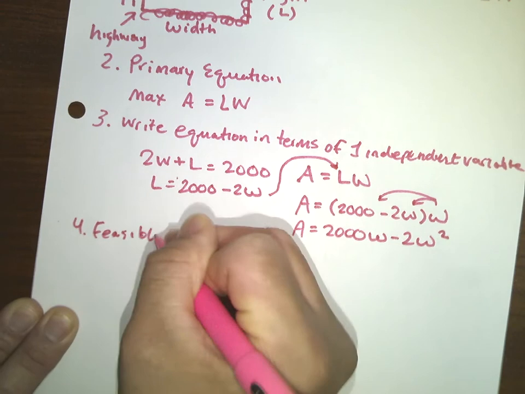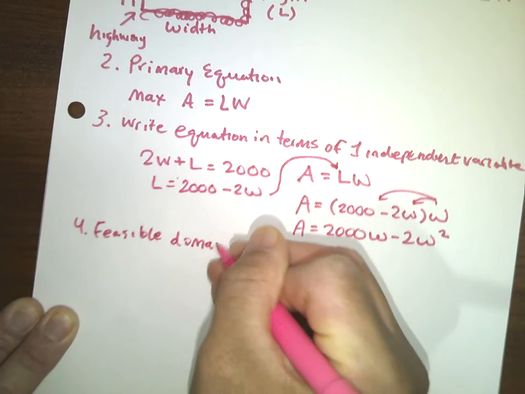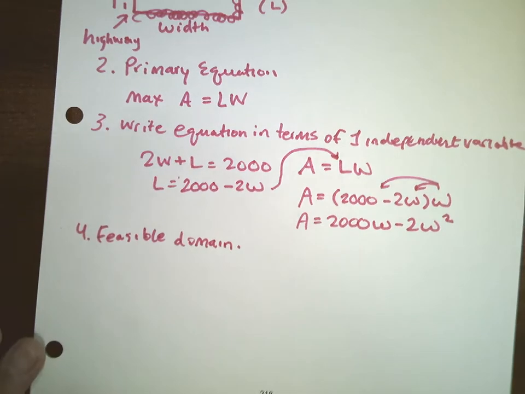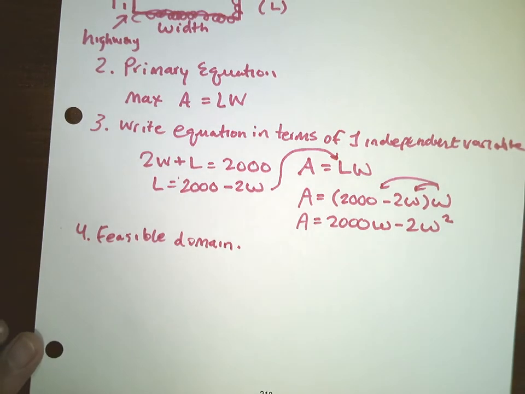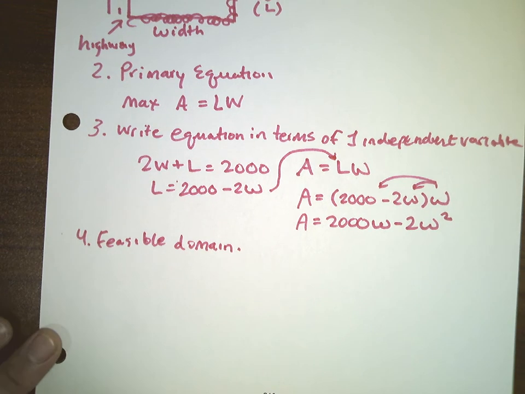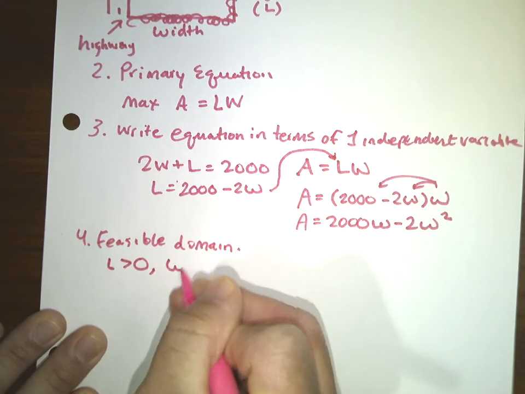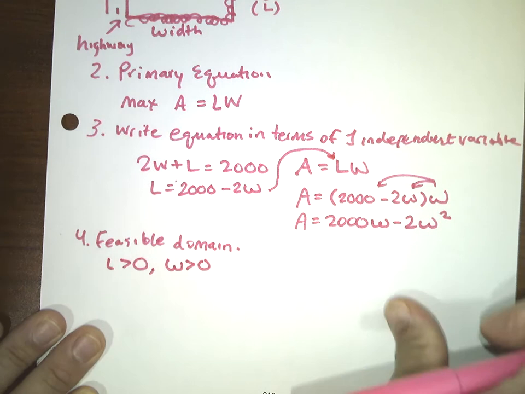I actually know that now I am going to do step four, which is just writing down the feasible domain. And in this case, I do know that the length and the width have to be positive again. All right, so the length must be greater than zero. The width has to be greater than zero.